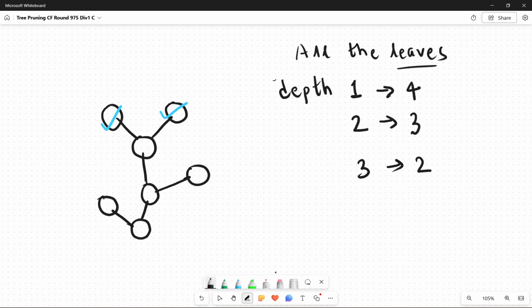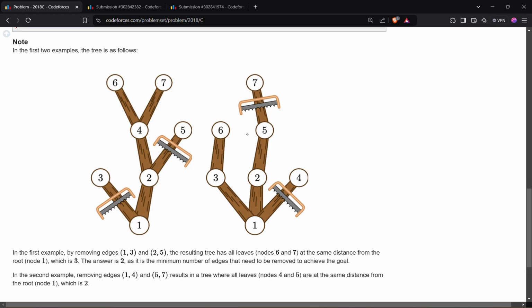So in all of these numbers, 2 is the minimum number of operations, right? So for this tree, my answer is going to be 2. Similarly for this tree, you can notice that depth 2 is the optimum choice. So here also 2 operations are required.